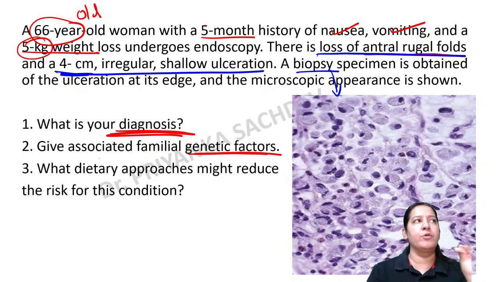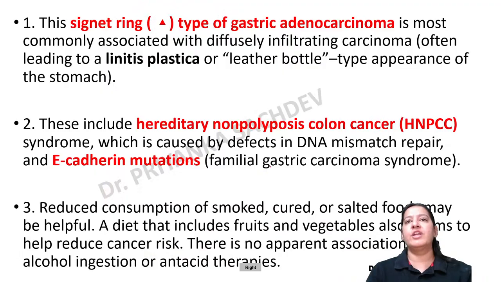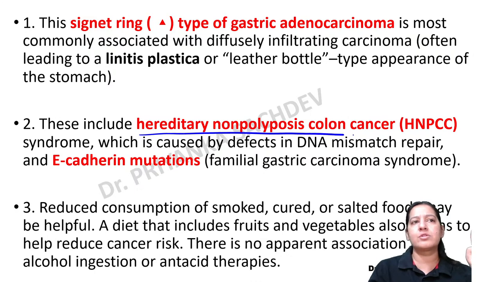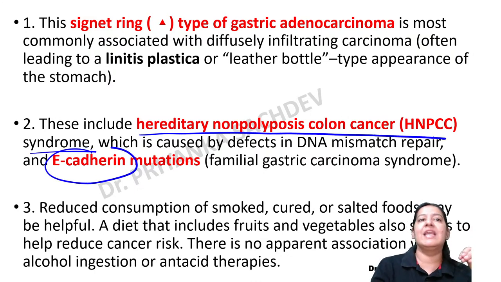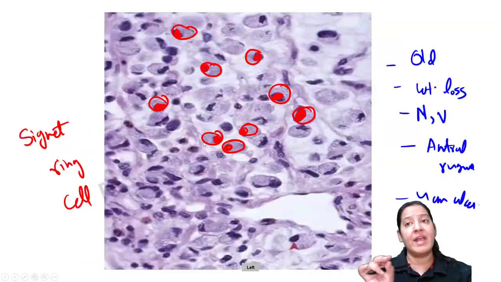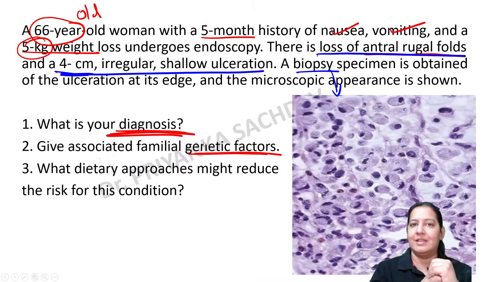Tell me the name of the mutation which takes place here. Which mutation is leading to that? The name of the condition here is HNPCC, hereditary non-polyposis colonic cancer syndrome, in which the mutation is in the E-cadherin gene. E-cadherin gene mutation leads to it, in which signet ring carcinoma is one of the features of the syndrome.